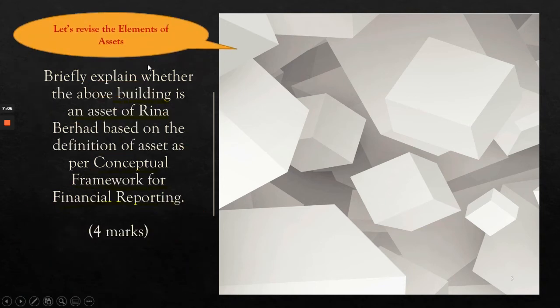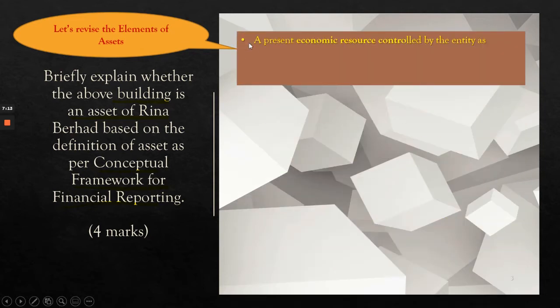So let us first revise what are the elements of asset, or what constitute the definition of asset. Asset, if you can still recall, is a present economic resource controlled by the entity, controlled by Reena Berhad. The building is under the control of Reena Berhad, and that is a result of past events. The result of past event here normally refers to the date that the asset is ready for its intended use.